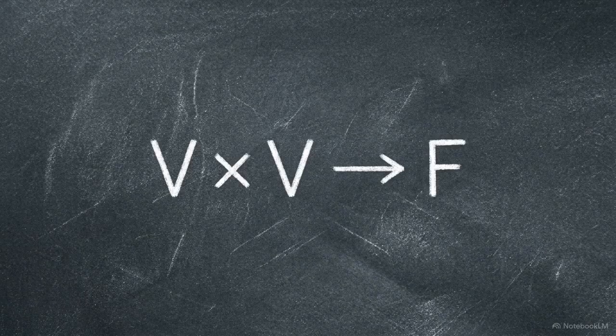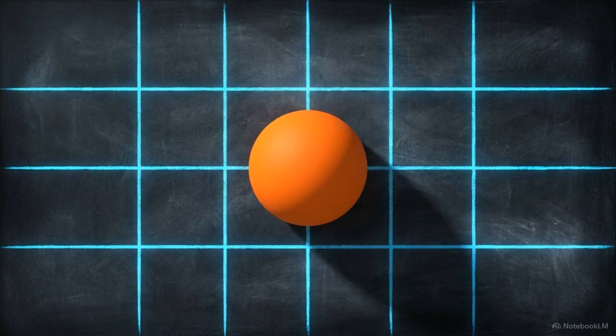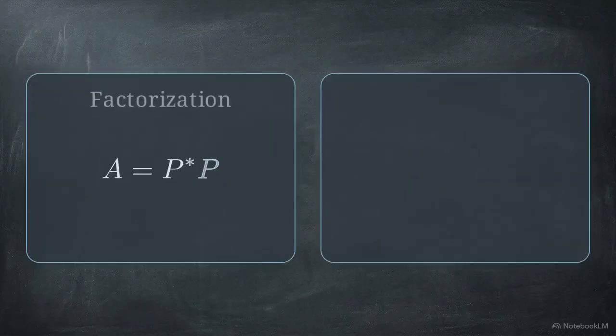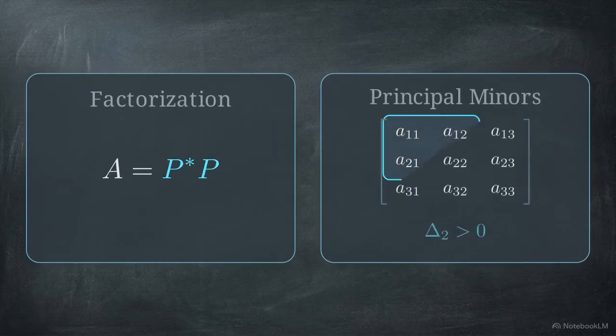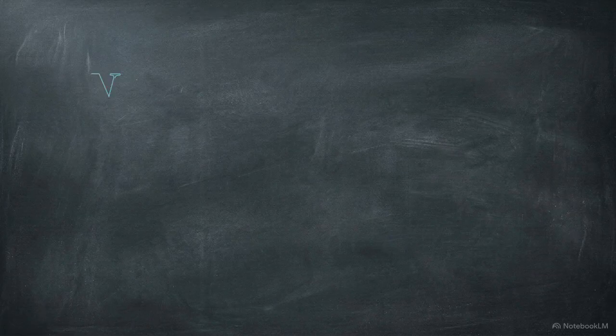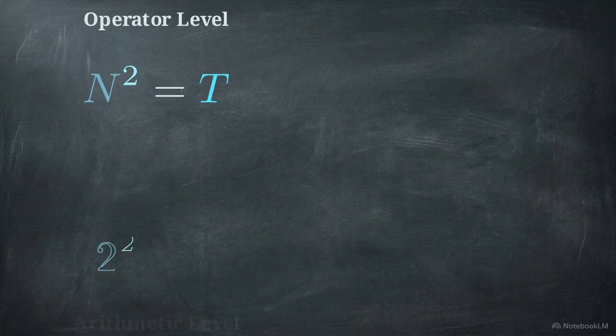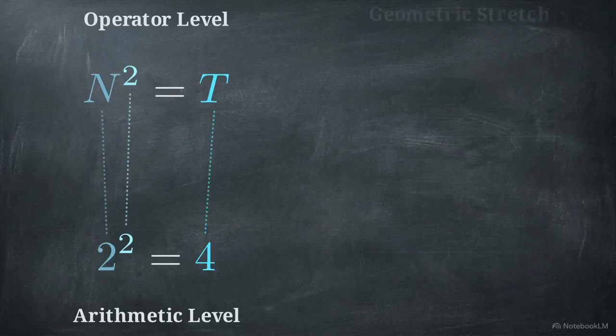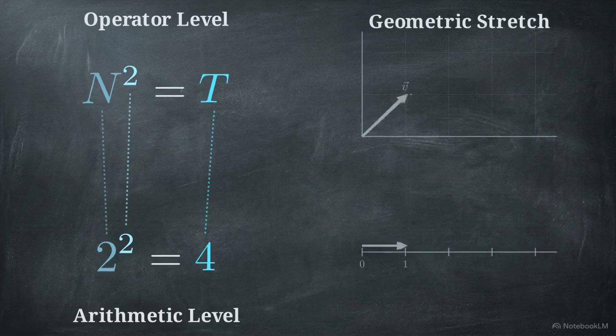We began with an abstract definition and found that positive forms provide the structure for all geometric vector spaces. By using the P star P factorization, or the principal minor test, we can verify this structure through direct calculation. At the operator level, these forms mirror the arithmetic of real and complex numbers, proving that even abstract operators follow familiar geometric rules.